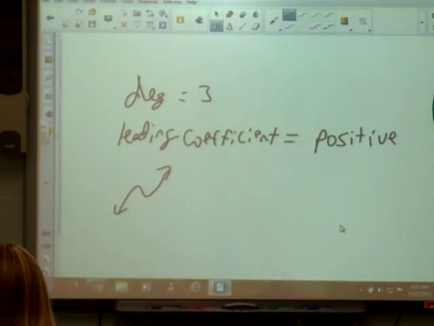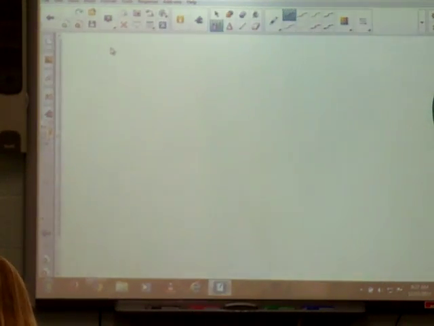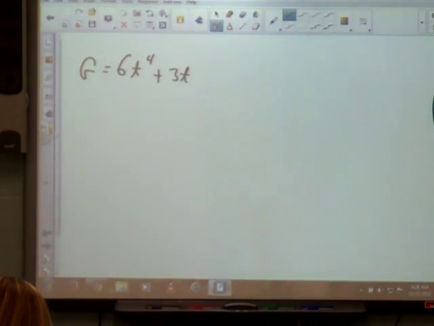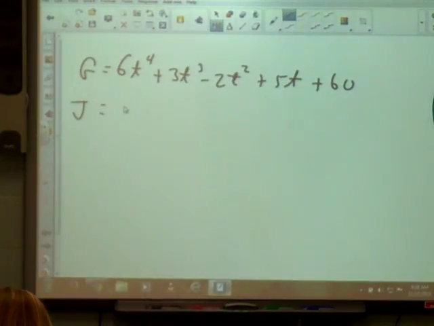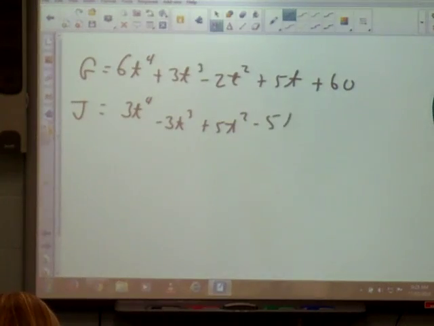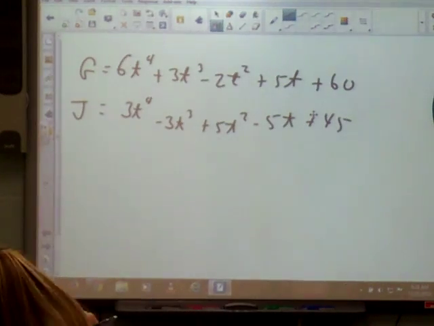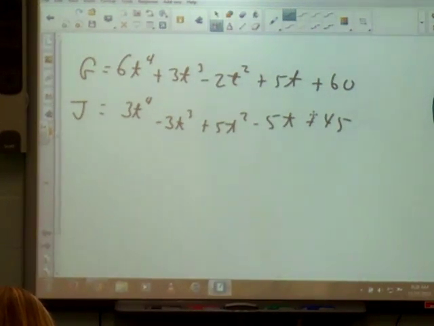13. Got an A and a B on 13. Let me write those two functions down for us. G is equal to 6t to the 4th plus t cubed minus 2t squared plus 5t plus 60. J is 3t to the 4th minus 3t cubed plus 5t squared minus 5t plus 45. G is the number in billions of new green tea sales, J is fruit juice sales, during a 20-year period.